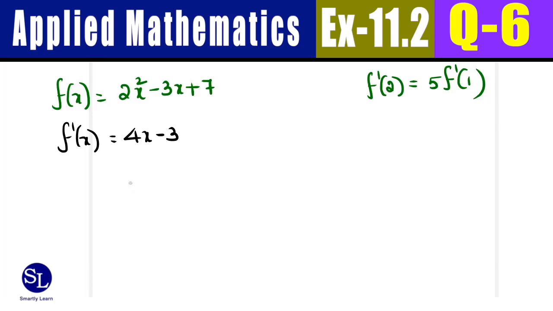Now let's compute f dash of 2. So what does it mean? Wherever there is x in the f dash of x, I'm going to substitute it with 2. So 4 into 2 minus 3. So 8 minus 3, which is 5.